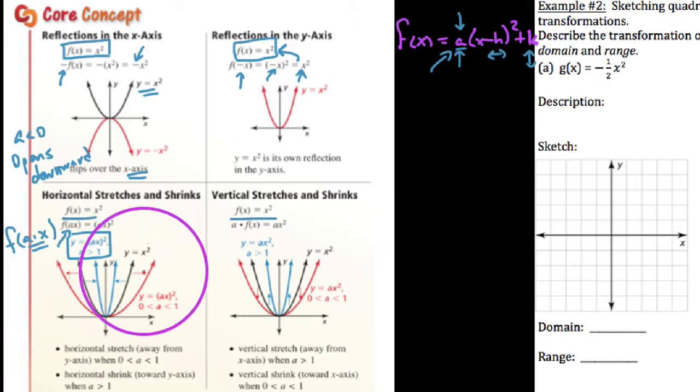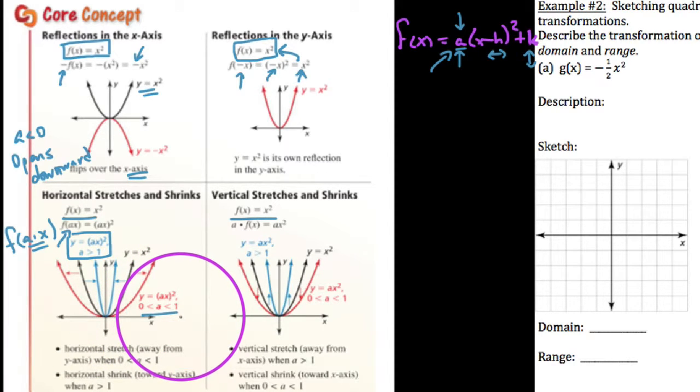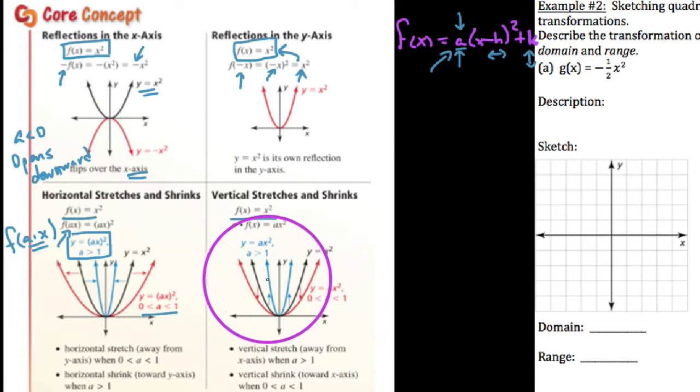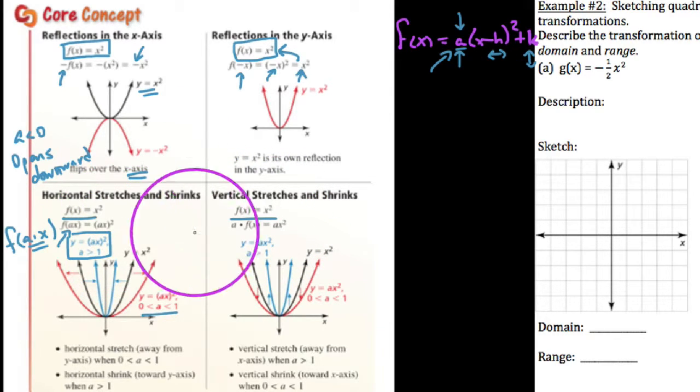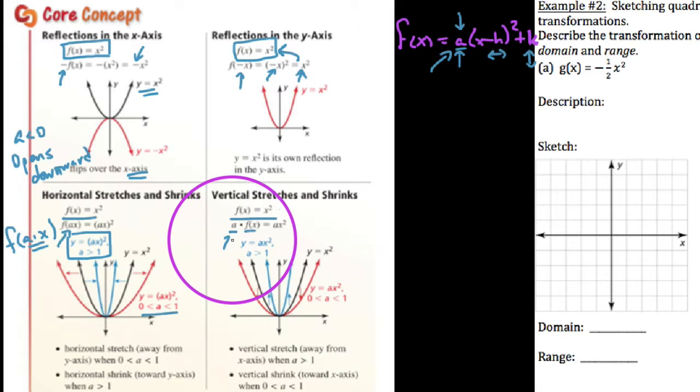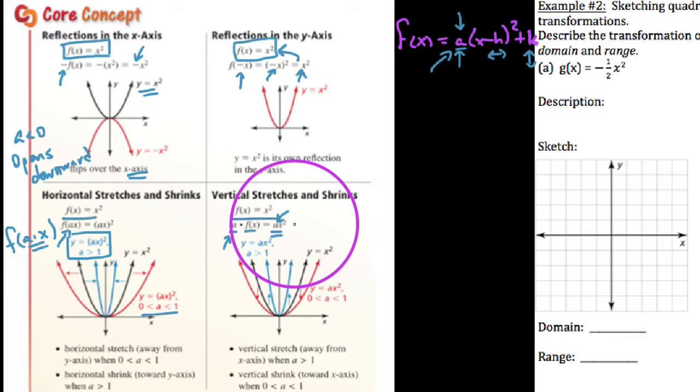Okay, so that's this red graph here if a is somewhere between, and not including, 0 and 1. So vertical stretching and shrinking, we'll talk about the impact on our function here. If we were to take all your y values, f of x, times some value a, then what you're going to end up with is this. Well, a times f of x is equal to a x squared. And you'll notice that's that number written out front here, just that a.